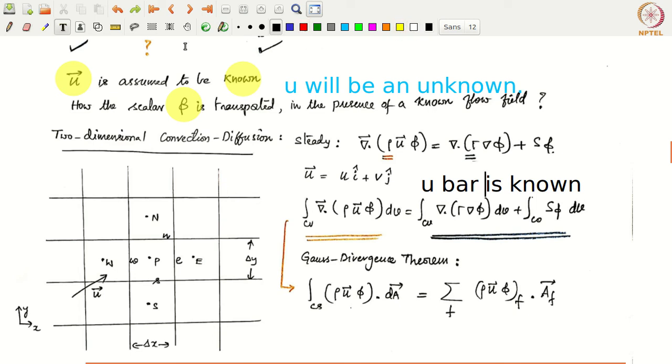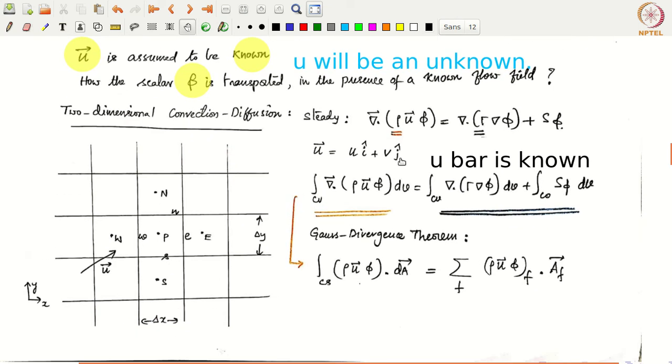The first step is basically to integrate the convection diffusion equation on a control volume. That is basically this control volume. If I integrate this, you have integral over CV of del dot rho u bar phi dV equals, on the right hand side, integral over the control volume of del dot gamma grad phi dV plus integral over the control volume of s phi dV.